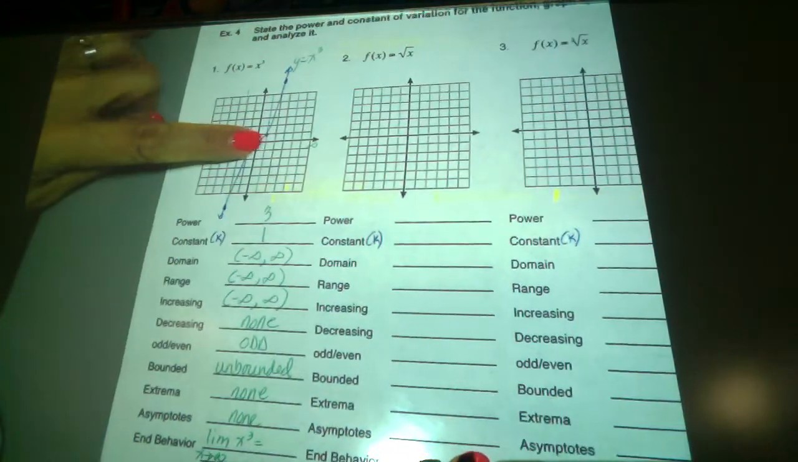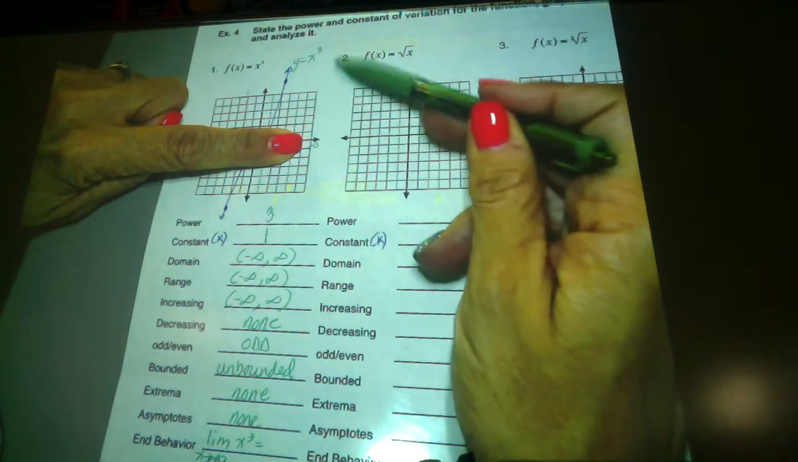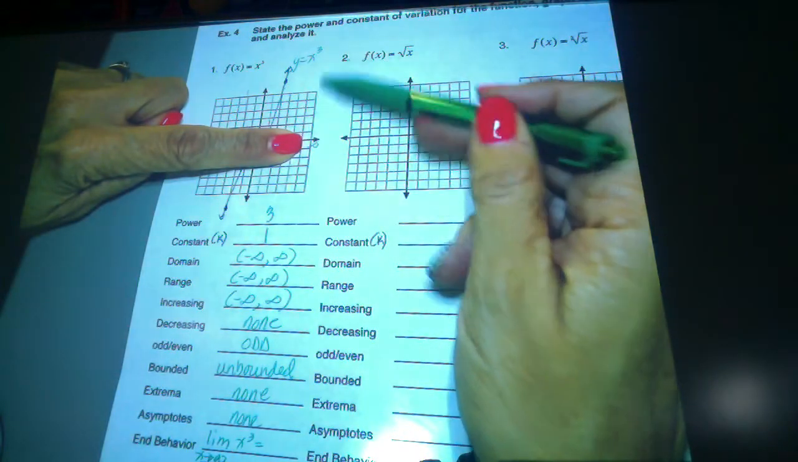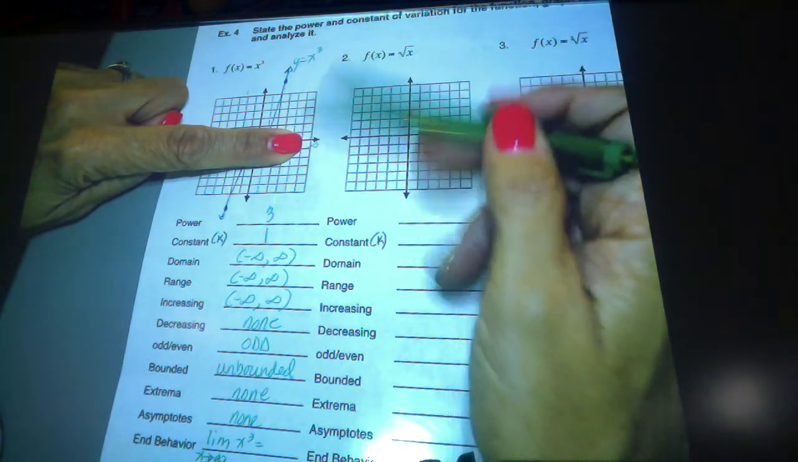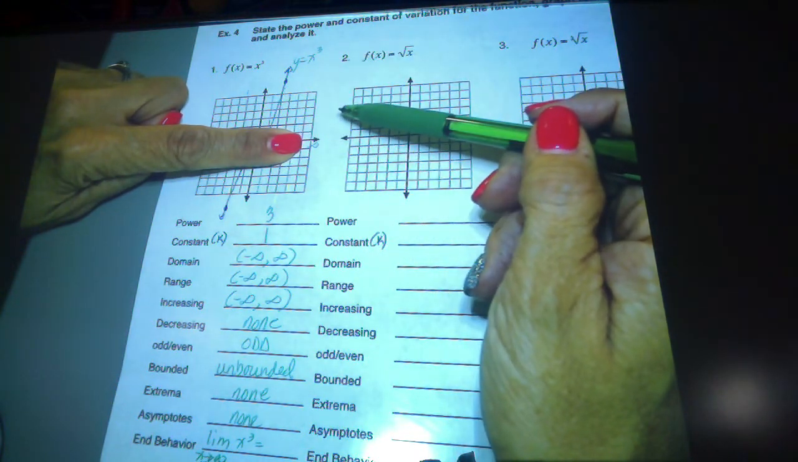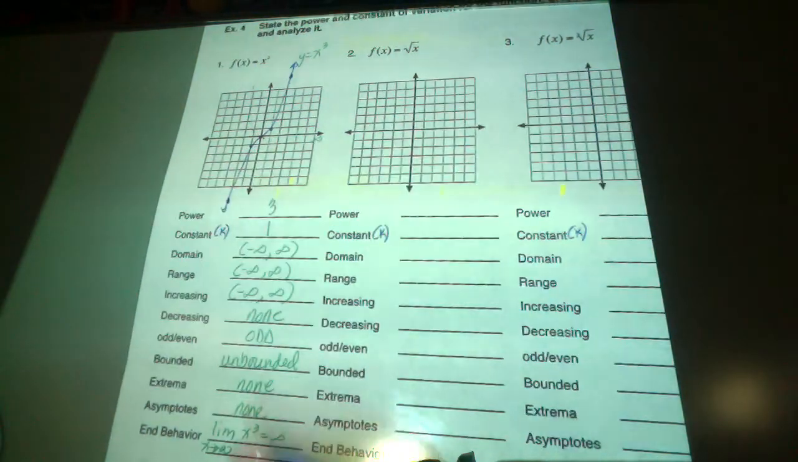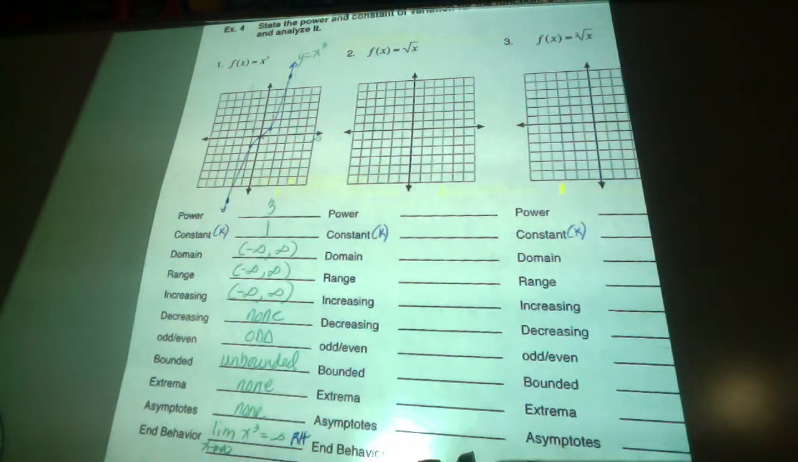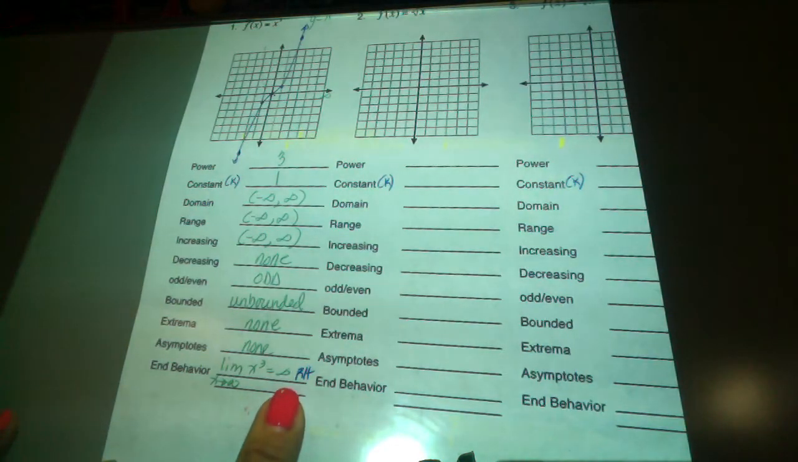So as x approaches positive infinity, what's happening to the y? Because the equals is always your y. What's it approaching? Going up infinitely, right? So what's y approaching? Positive infinity. So this is your right-hand behavior. As x approaches positive infinity, y is approaching positive infinity. It's going up.